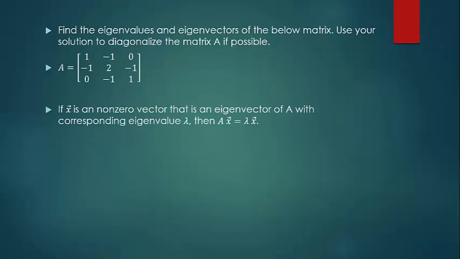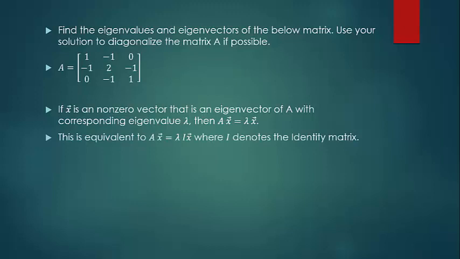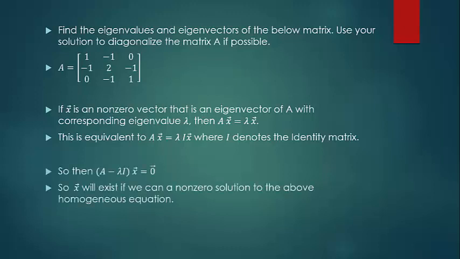Alright, so let's review the definition of an eigenvector. We say that if x is a non-zero vector, then it is an eigenvector of A with the corresponding eigenvalue lambda if Ax equals lambda x. Now this is equivalent to Ax equals lambda Ix, where I denotes the identity matrix, okay? Because I times any vector is just that same vector. Alright then, so what I'm going to do is subtract the lambda Ix to the other side and factor out the vector x. So I have the equation (A minus lambda I)x equals 0.